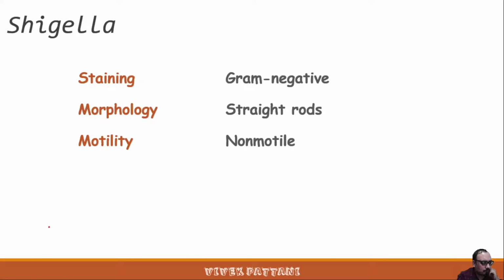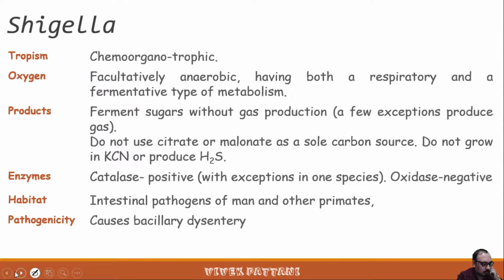Now moving further to the Shigella, they are gram-negative, straight rods and are non-motile. They are pathogens, and chemoorganotrophs. They can grow in the absence or in the presence of oxygen. They ferment sugars but do not produce gas. For enzymes, they are catalase positive, with some exceptions, and oxidase negative.